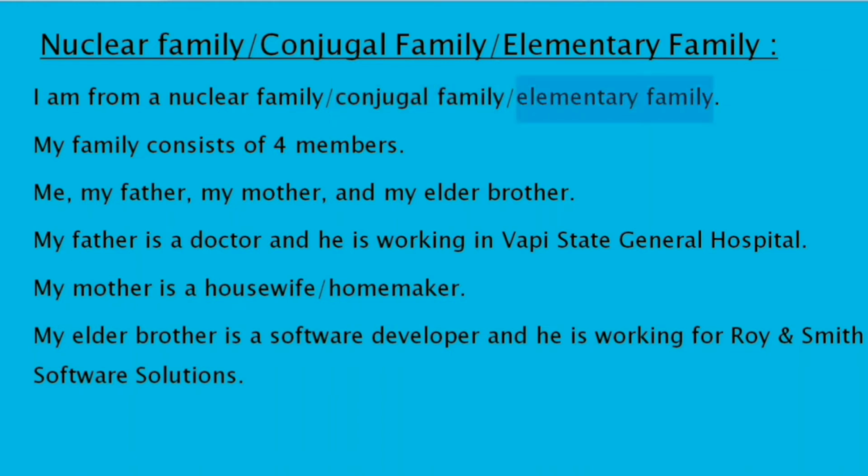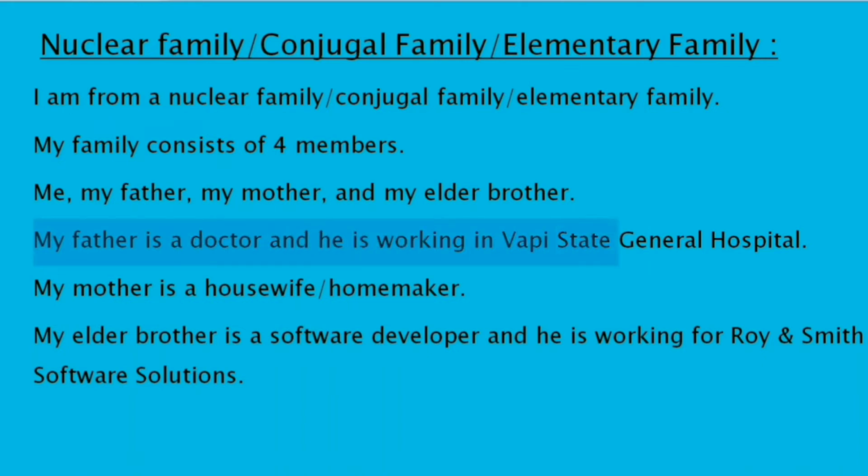Then you mention the number of members. My family consists of 4 members. Then you mention who is there: me, my father, my mother, and my elder brother. And if you have a younger brother, you can say I have a younger brother or my younger brother, but do not say only brother.